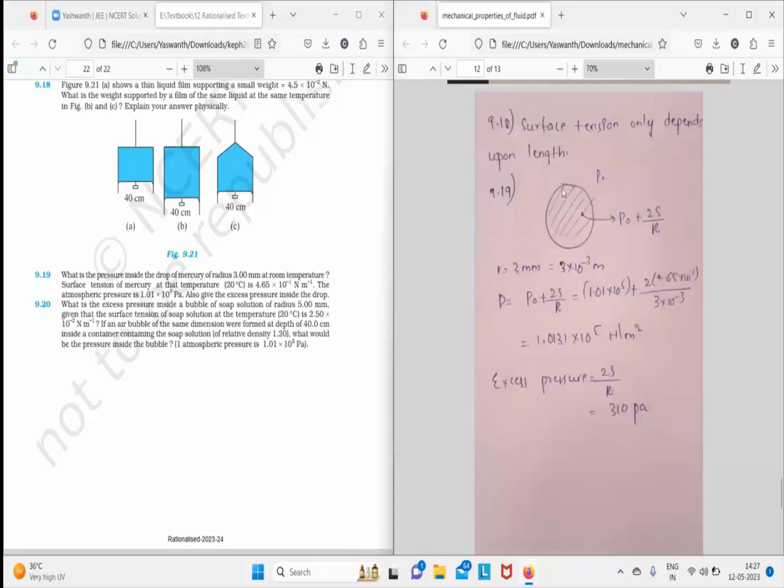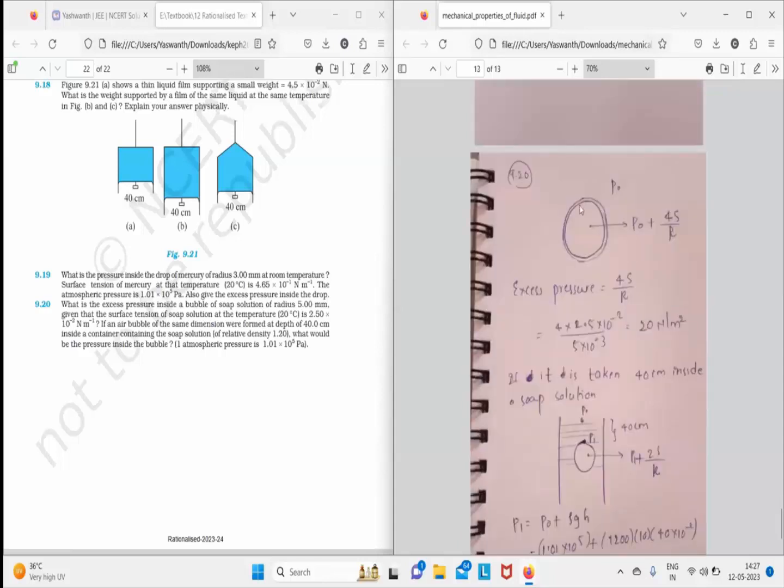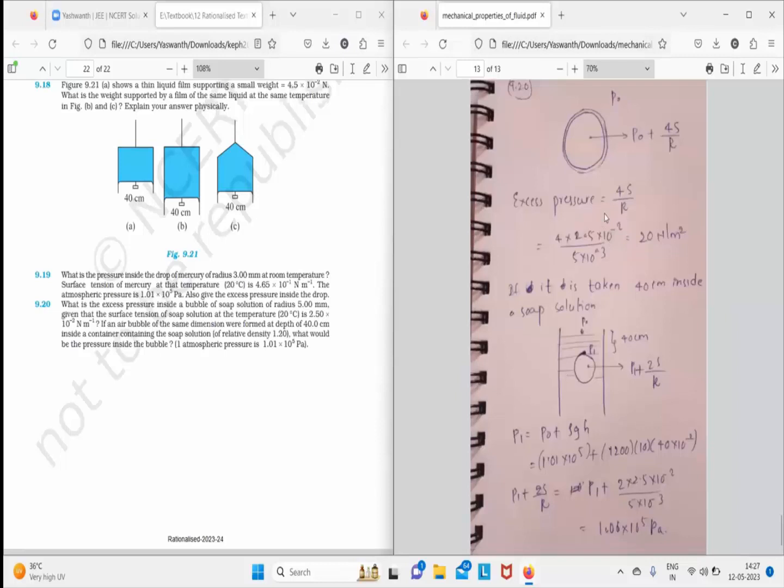Again, in a drop, it will be having only one interface, so the excess pressure will be 2S by R. But in a soap bubble, we will be having two interfaces, so it will be 4S by R, that is 2 into 2S by R. So you can calculate the excess pressure. And the next part of the question says, if an air bubble of the same dimension were formed at a depth of 40 centimeters inside a container containing the soap solution of relative density 1.2, what would be the pressure inside the bubble?